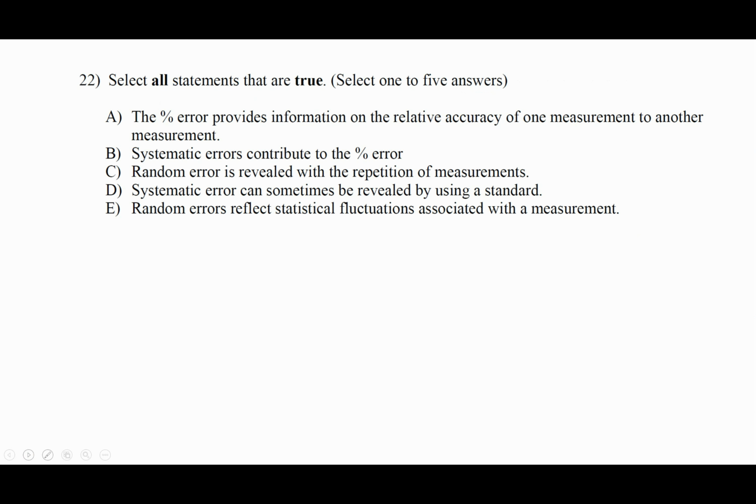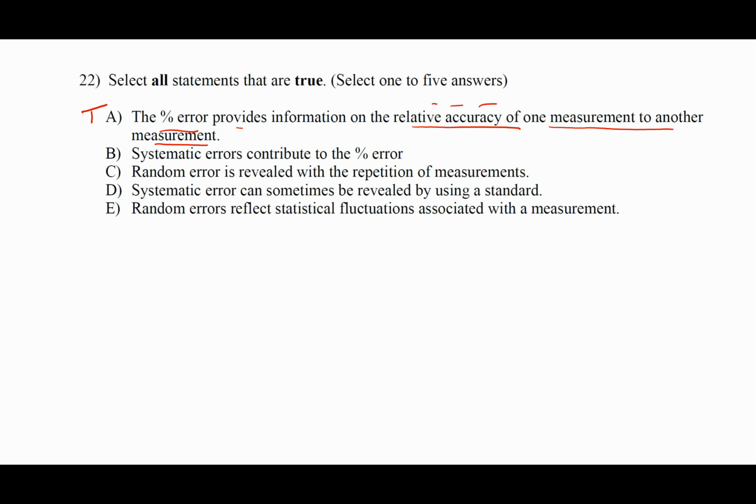22. Select all statements that are true. 1 to 5 answers. The percent error provides information on the relative accuracy of one measurement to another measurement. Yes, this is exactly what we did in experiment 1. Remember, we compared our graduated cylinder to our volumetric pipette to the beaker. We compared accuracy from a set of different measurements to see what had higher accuracy. Absolutely true. We also talked about this in class, right?